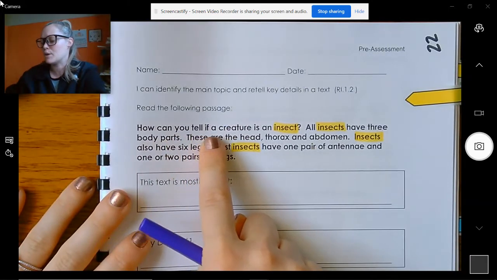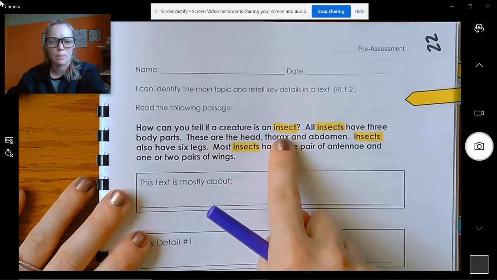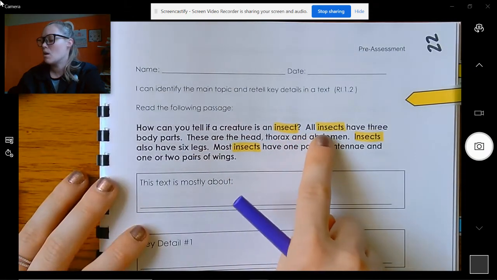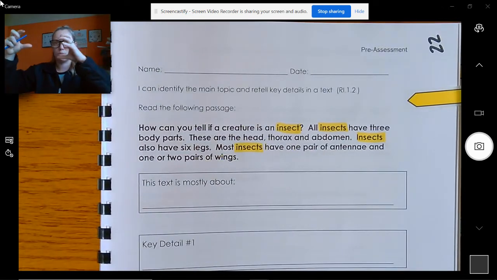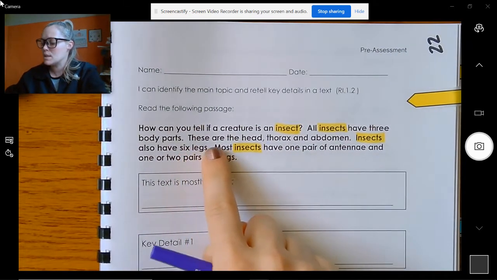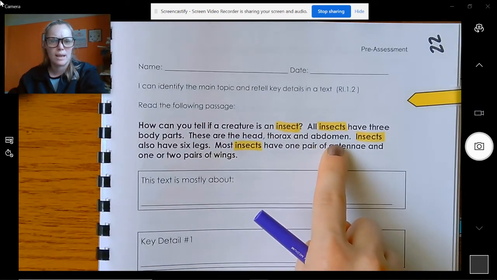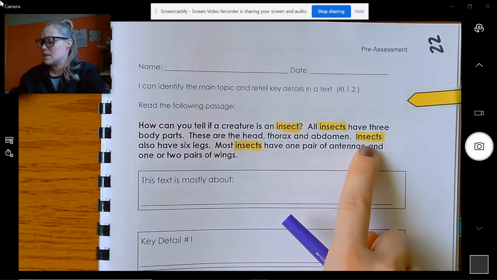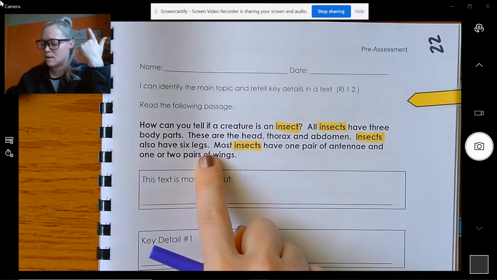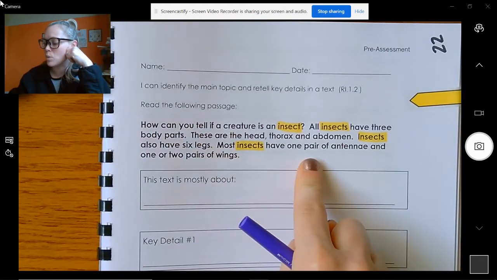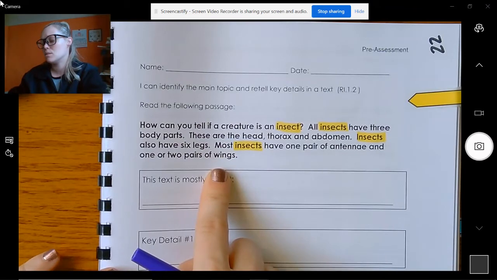How can you tell if a creature is an insect? Think about that topic sentence. All insects have 3 body parts. Okay, I'm picturing this in my head, 3 body parts. These are the head, the thorax, the abdomen. We saw that, a diagram of that. Insects also have 6 legs. Okay, I'm picturing this in my head. Most insects have 1 pair of antennae and 1 or 2 pairs of wings.